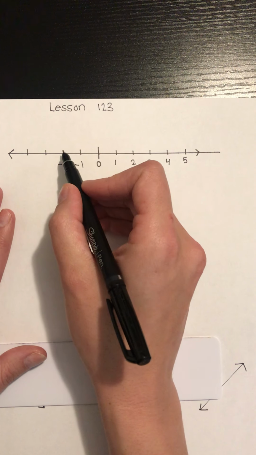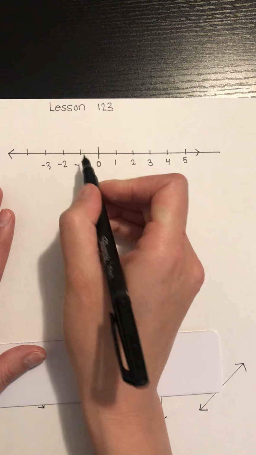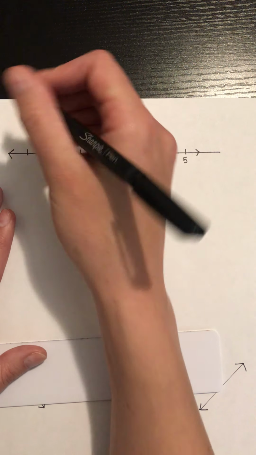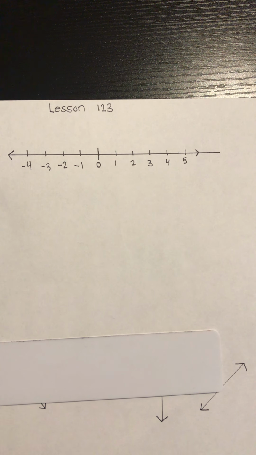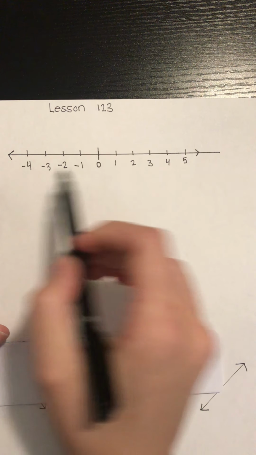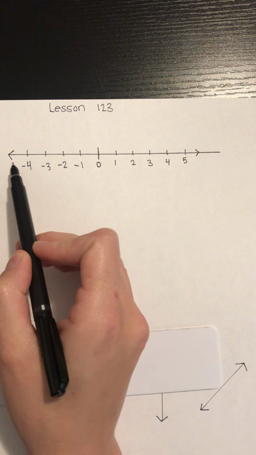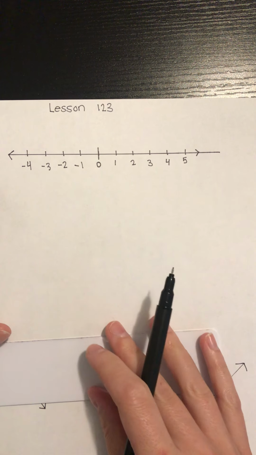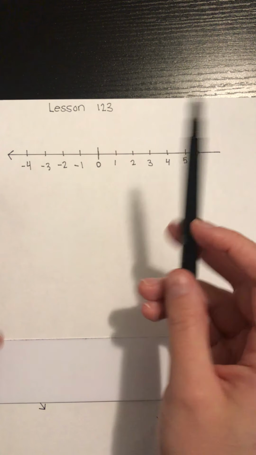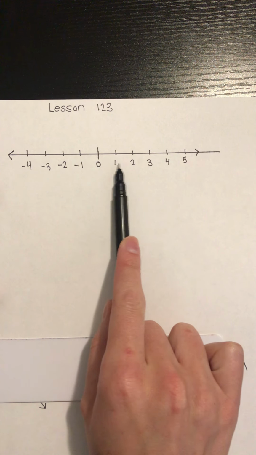So we have 1, 2, 3. -3. 1, 2, 3, 4. -4. There. So I continued on with that. Make sure your number line looks similar to this. I didn't include enough space for -5, but you can put -5 so each side matches. And the important thing to remember, negatives go on the left and positives go on the right.